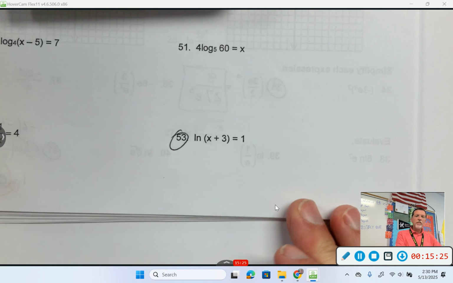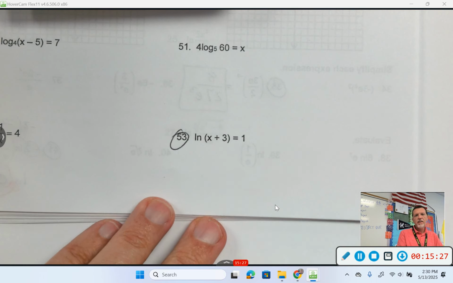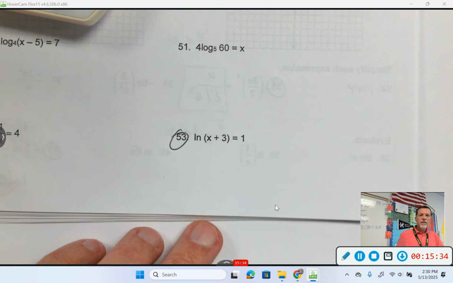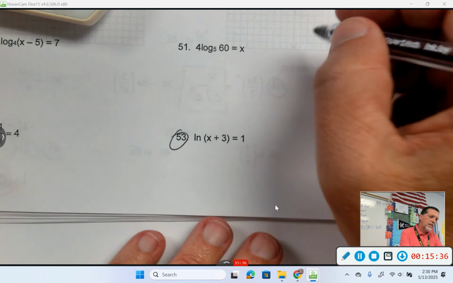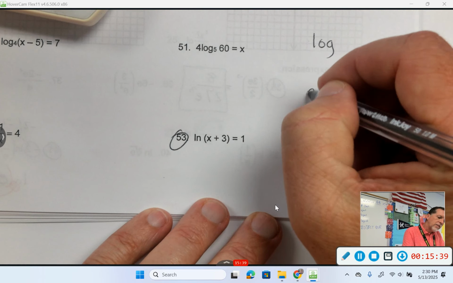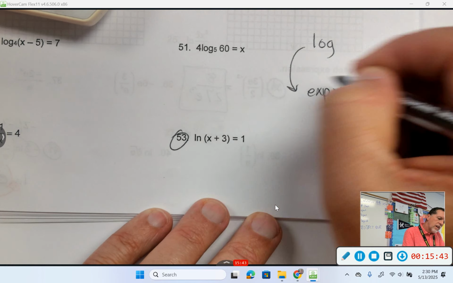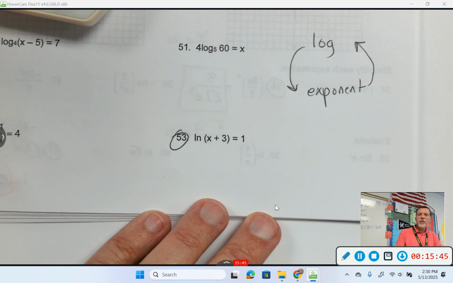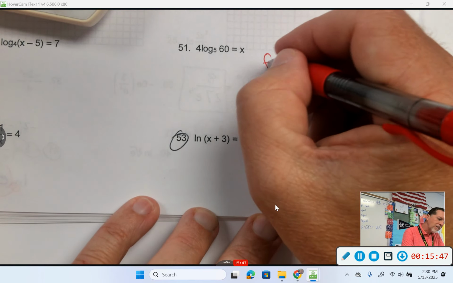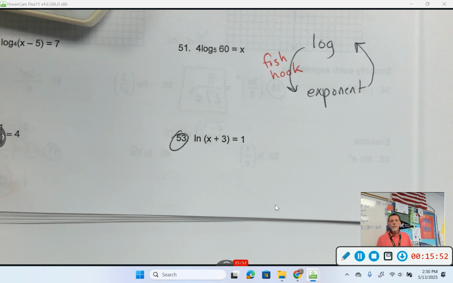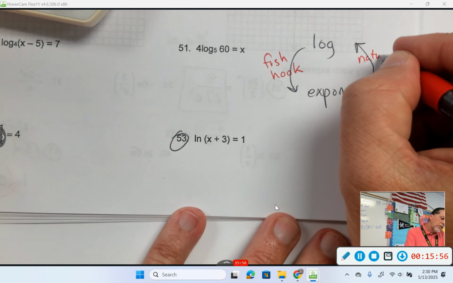What do you want to do first on 53? How can we undo that natural log? Yeah, let's draw this picture here. If we want to turn a log into an exponent, we fishhook it. If we want to turn an exponent into a log, we just natural log both sides.